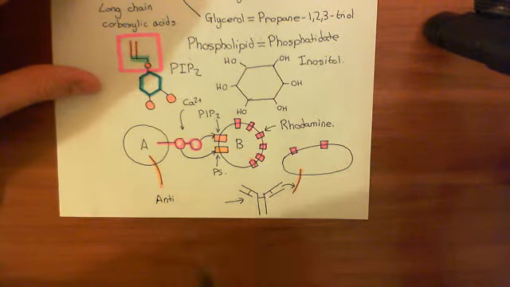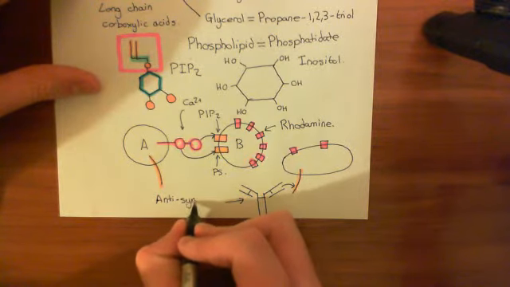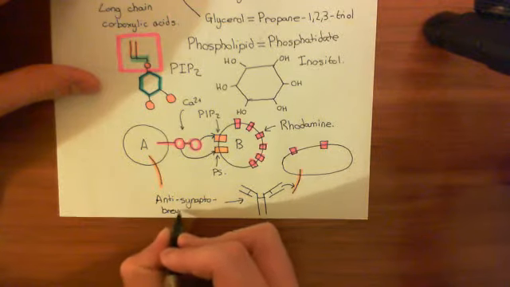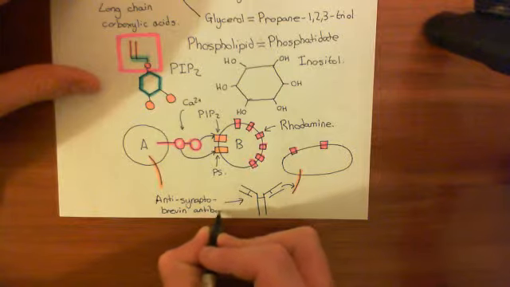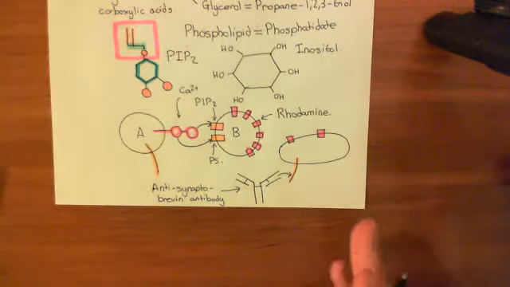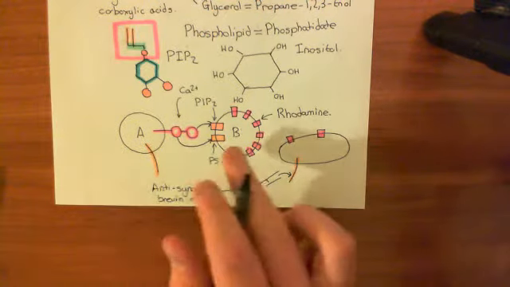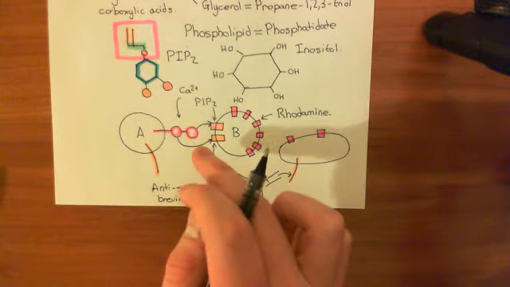So this is what we're going to do. Let me just label this up. Synaptobrevin antibody. We will load our anti-synaptobrevin antibody on the walls of some test tube, maybe. Okay? Into that test tube, we'll then add these liposome A's and these liposome B's. Okay? We will then add calcium.